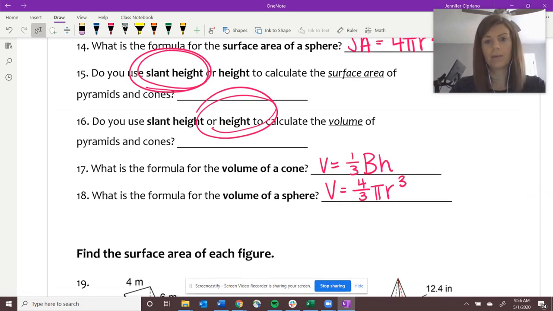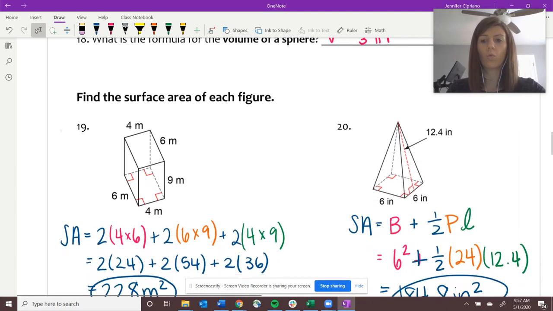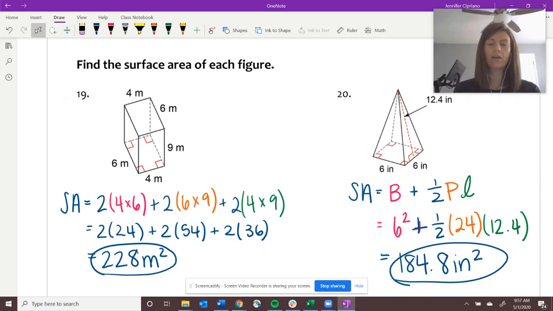And so then we have our formulas here for volume of a cone and a sphere. Those just came straight out of your packet again. All right, so the next group of problems was all surface area problems. I actually already have the work written out here, and I'm just going to talk through it and show you on the shape where these numbers are coming from.